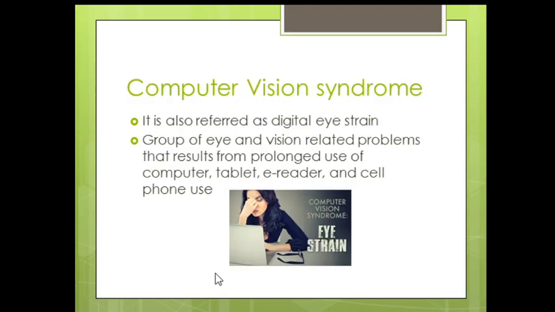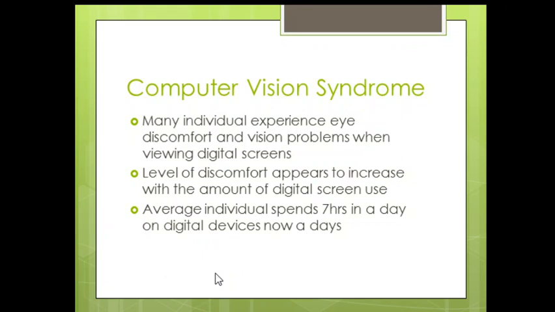We'll discuss computer vision syndrome. We'll understand the basic definition of computer vision syndrome, what it actually is and how it is caused. Basically, it is also referred to as digital eye strain. It is a group of eye and vision related problems that result from prolonged use of computers, tablets, e-readers, and cell phones. Many individuals experience eye discomfort and vision problems when viewing digital screens. The level of discomfort appears to increase with the amount of digital screen use.